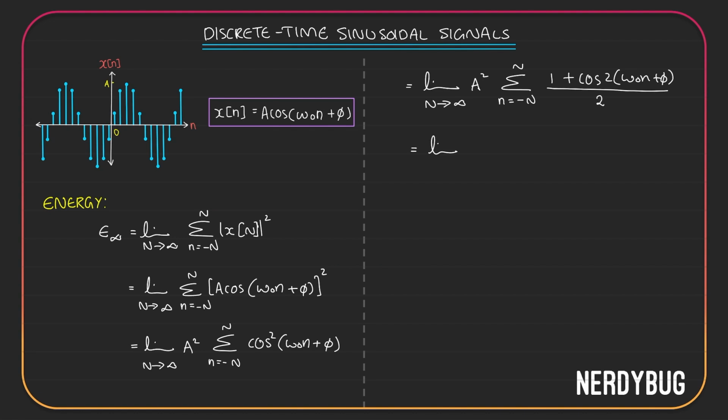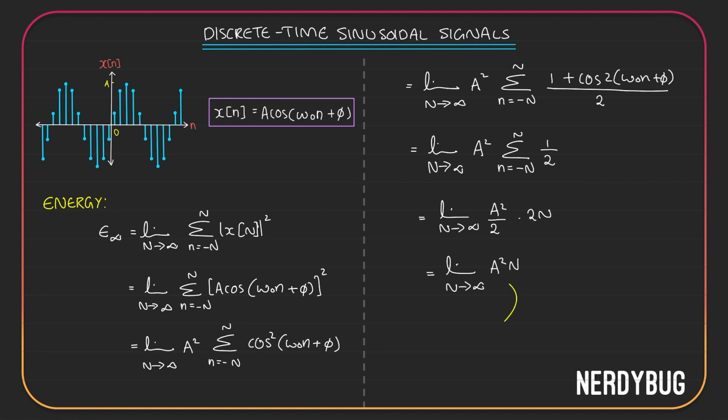So what we have is limit N tends to infinity, A square, summation from n equals minus N to N of 1 by 2, the second term has become 0. So limit N tends to infinity, A square by 2, summation from minus N to N will be 2 times N. So 2N. 2 and 2 get cancelled. Limit N tends to infinity, A square N. A square, A is just the amplitude of your signal. It's a finite constant. And N tends to infinity. So this whole thing tends to infinity. Energy of our signal is infinite.